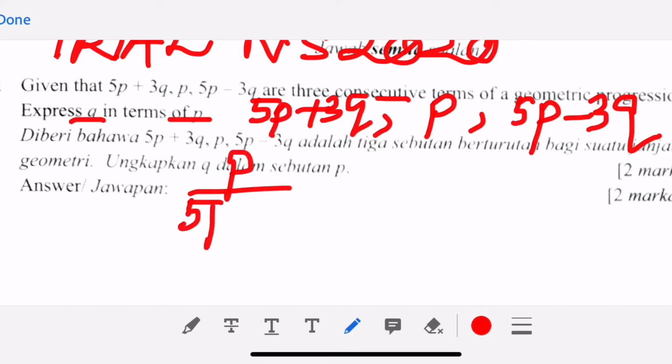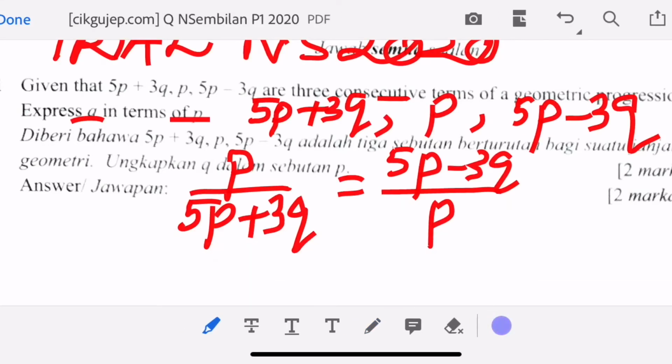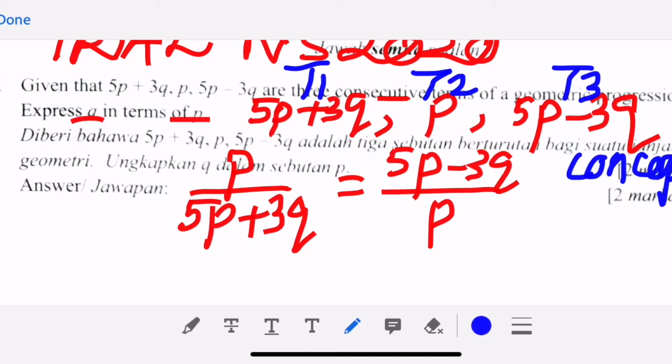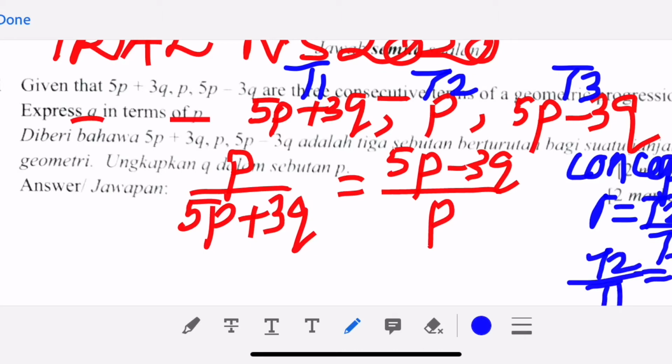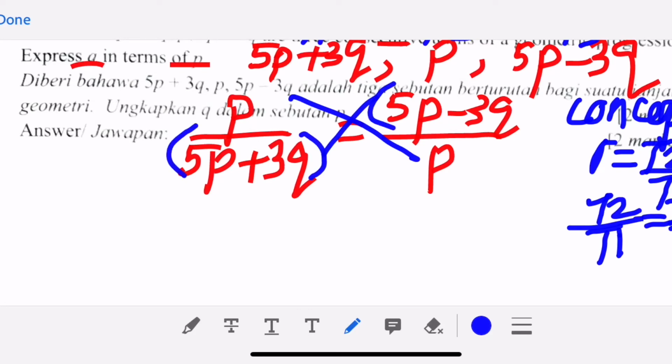For a geometric progression, the concept is that the ratio must be the same, the common ratio. So p over 5p + 3q equals 5p - 3q over p, and then you just cross multiply. This is the concept of geometric progression whereby the common ratio must be the same. So if you find the ratio, you must take T2 over T1 equal to T3 over T2. That is a concept you must apply when you do a question like this.